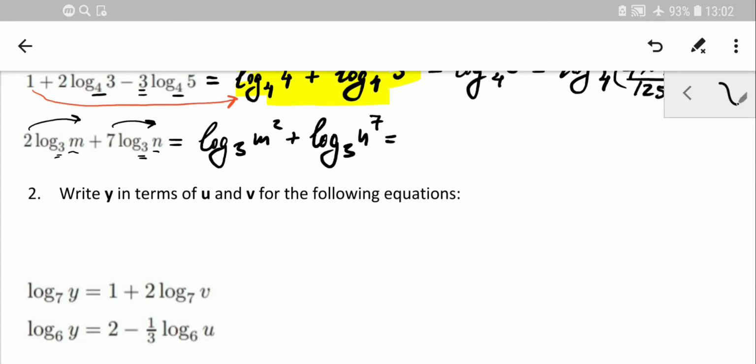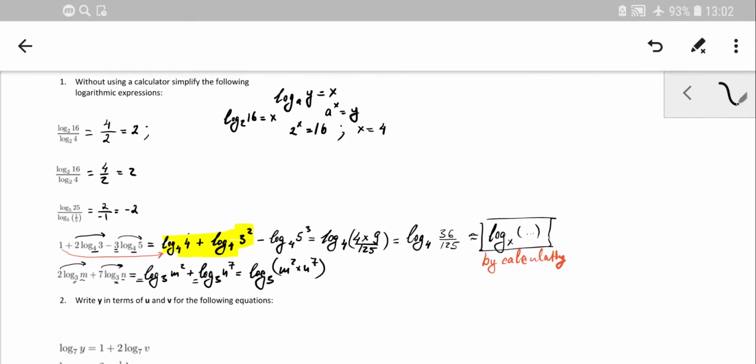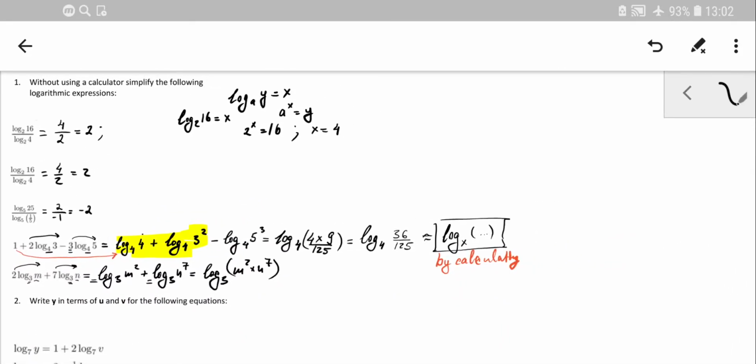Here, because we have an addition of logs with no coefficient before the logs, it's simply the same base, and we just need to multiply m squared by n to the power 7, and then take the log with the base 3. That's how we simplify. So make sure you did it in the same manner. Okay, and we'll move next.